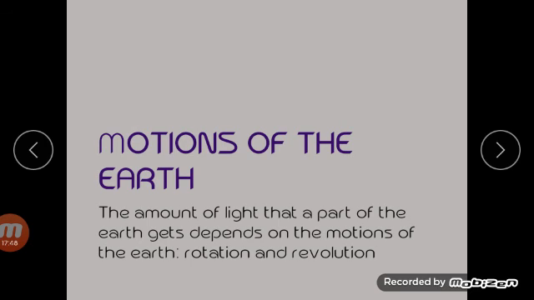The amount of light that a part of earth gets depends on the motion of the earth. The motions of the earth are rotation and revolution. There are two motions of the earth, that is rotation and revolution, that you have studied in your third standard, or in fourth also maybe. So rotation, you know, when the earth moves on its axis, that is rotation.